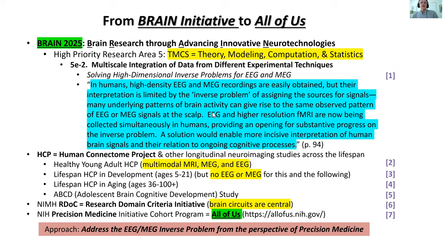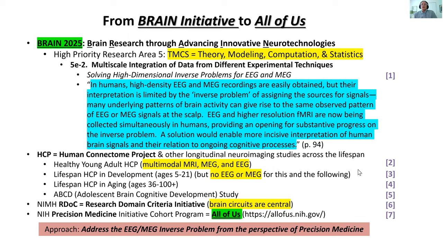So let me just read what it says there. It's a pretty good introduction to the inverse problem. In humans, high density EEG and MEG recordings are easily obtained. They're interpreted as limited by the inverse problem of assigning sources for signals. Many underlying patterns of brain activity can give rise to the same observed pattern of EEG or MEG signals at the scalp. It's ambiguous. EEG and higher resolution fMRI are now being collected simultaneously in humans, providing an opening for substantive progress on the inverse problem. The solution would enable more incisive interpretation of human brain signals and their relation to cognitive processes. It's on page 94. I find it an interesting document.